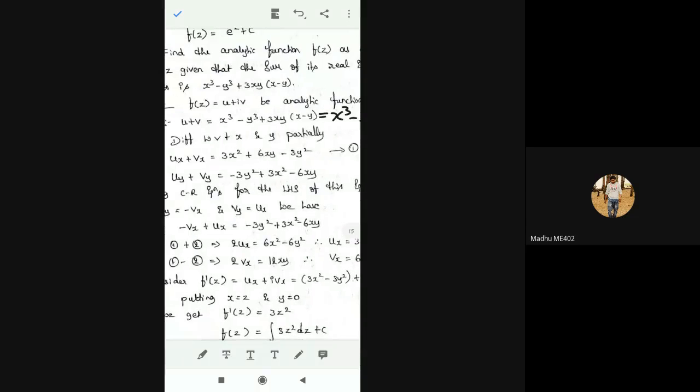Now we'll differentiate this with respect to x and y partially, as you know very well. So whatever given thing, let it be only real part they have given or imaginary part they have given, or both in terms of addition or subtraction, whatever they have given, our first step is we need to differentiate it with respect to x and with respect to y partially.